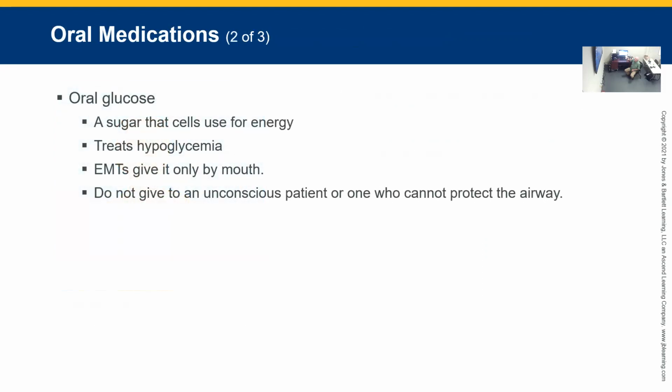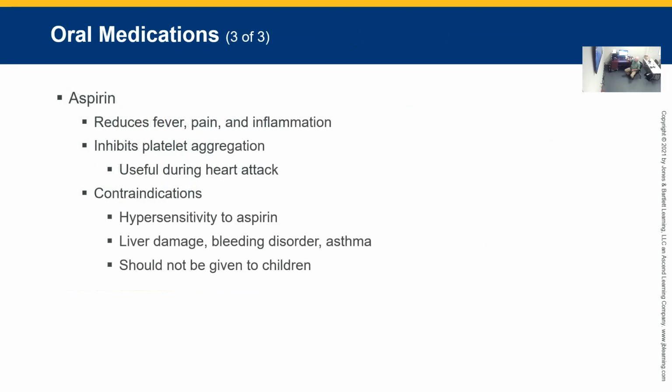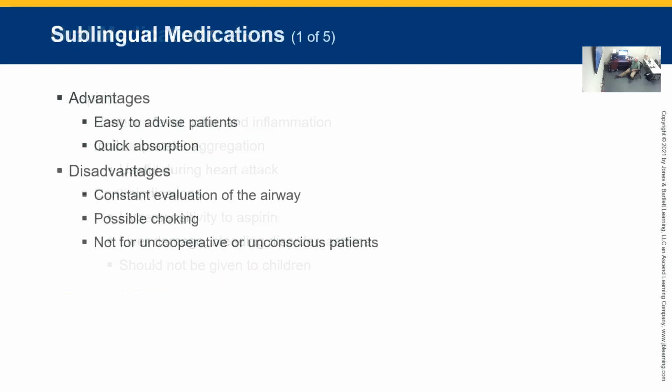Oral glucose treats hypoglycemia. Again, they can't be unconscious. They have to be kind of with it. They have to be able to swallow. So aspirin, again, if they're allergic to it, or have bleeding disorders; asthma is not that much of an issue. We'll talk more about that later. You can't give aspirin to children because it causes a condition called Reye's syndrome, a swelling of the brain.